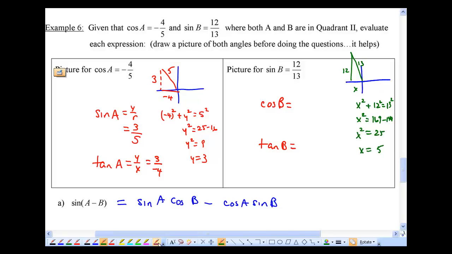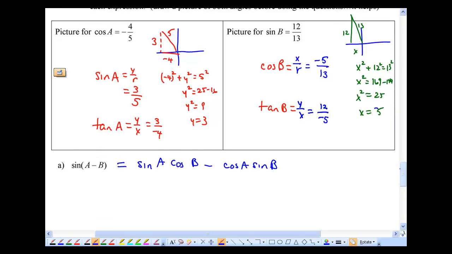Notice in this case, though, x is not 5, but it should be negative 5 because we're in quadrant number 2. So cosine is just x over r, that'd be negative 5 over 13. Tangent's y over x, so that's just 12 over negative 5. Okay? Once you got all these ratios, now we can actually start evaluating these things underneath.